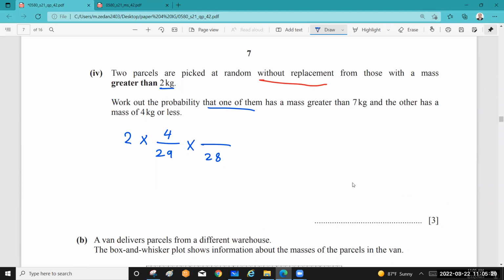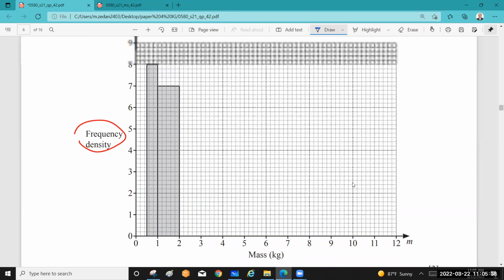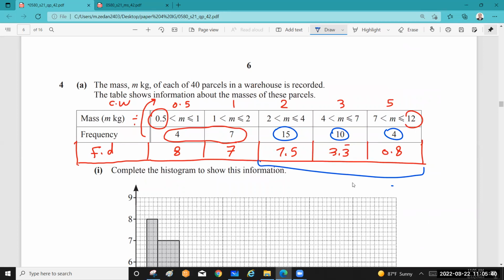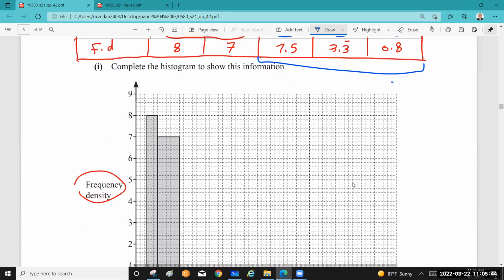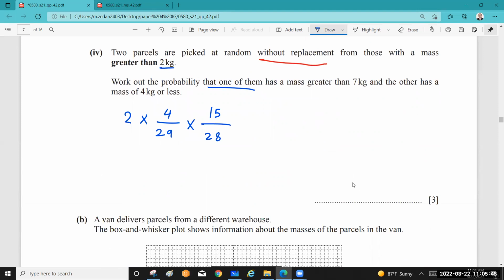And the other one has a mass of 4 kilograms or less. The number is 4 kilograms or less. Come back to the question. Less than 4, this group. This one is 15. So 15 over 28. Just multiply this by calculator and write your answer here.